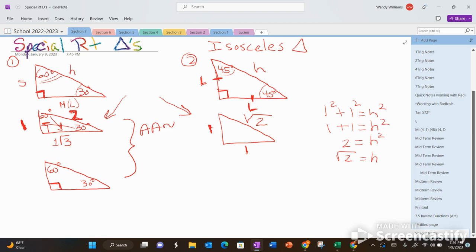If this side, which is opposite of 30, is 1, and this side is 2, then there must have been a special multiple of 2. 1 times 2 is 2. Then everything would be proportional by 2. 2 times 2 would tell me that this is 4. And 2 times 1 square root of 3 would be 2 square root of 3. And we're able to use these relationships to find similar triangles.